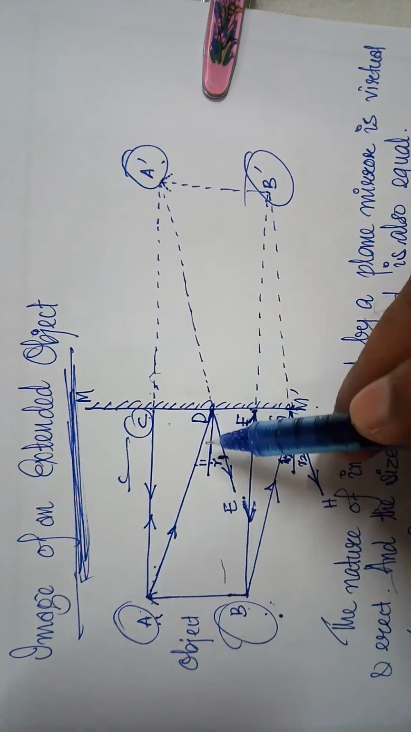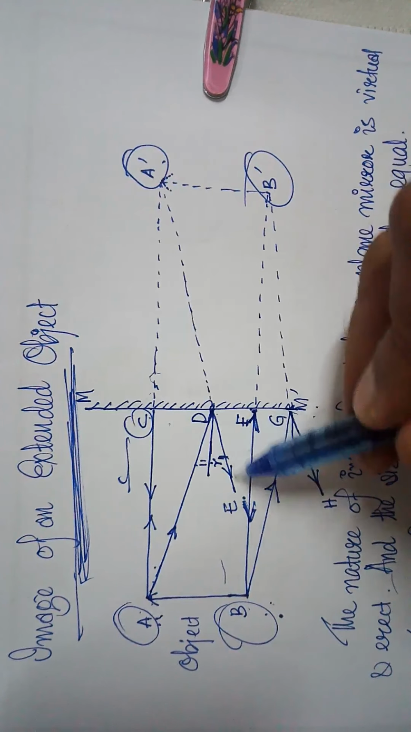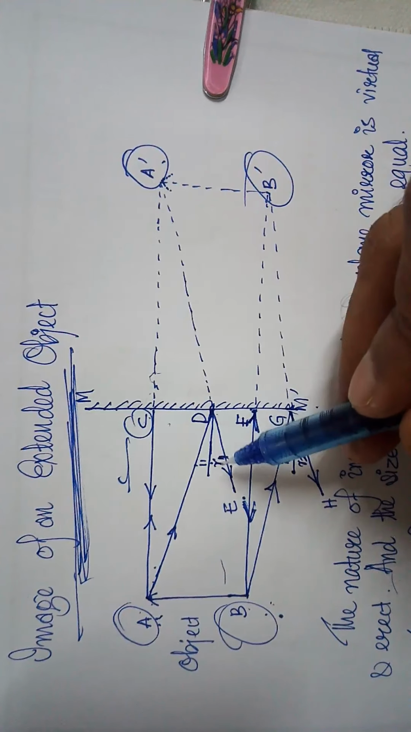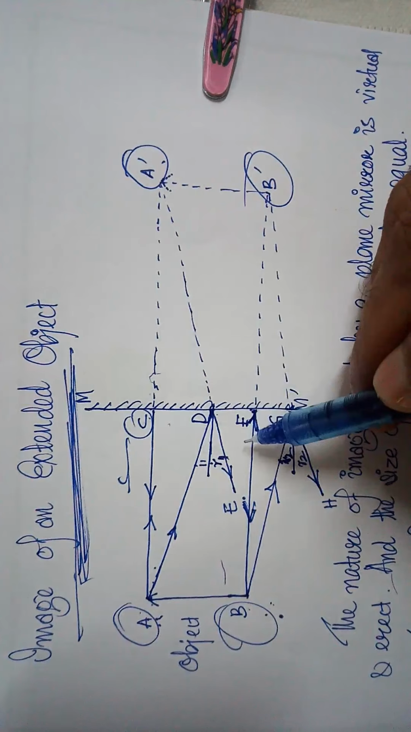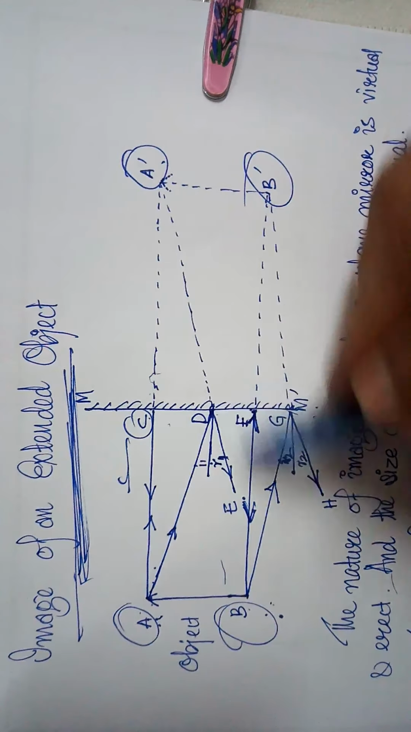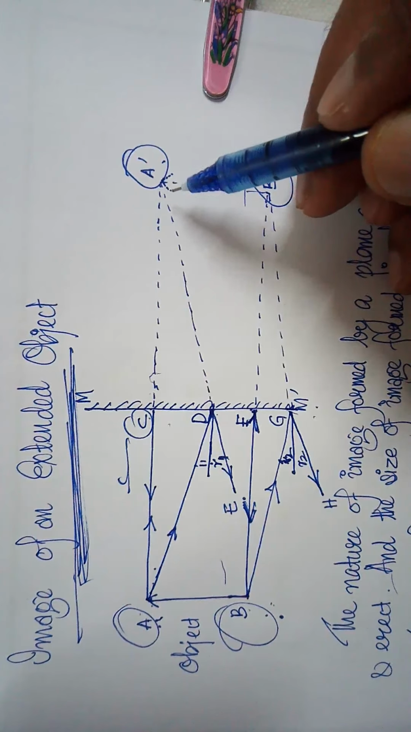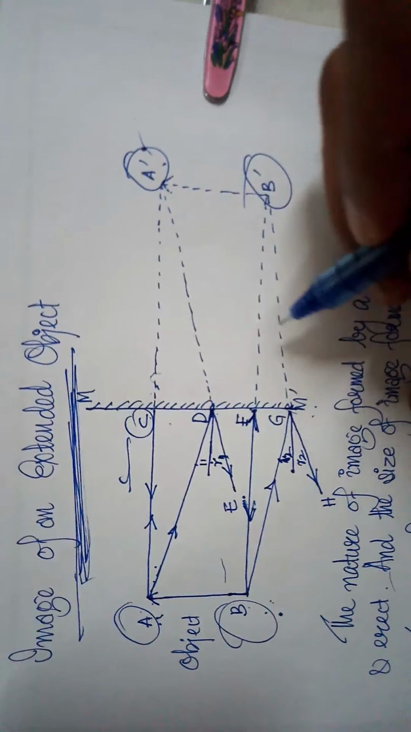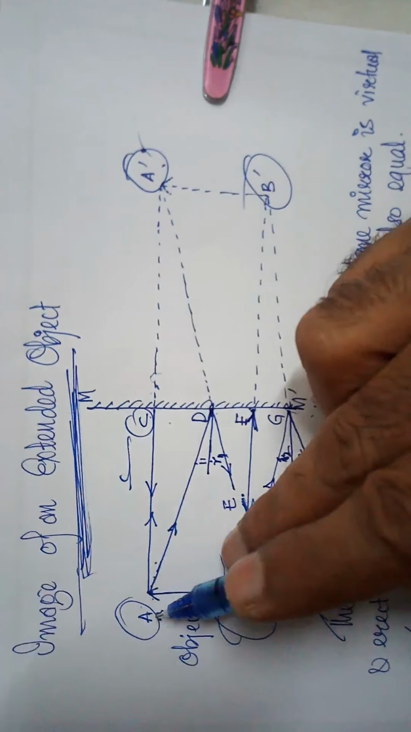The ray AD is reflected along DE with an angle of reflection R1, which is equal to the angle of incidence I1. Thus DE is the second reflected ray here. When we produce or extend these two reflected rays CA and DE backwards by dotted lines, they meet at one point known as A dash. So A dash is a virtual image of the top point A of the object.